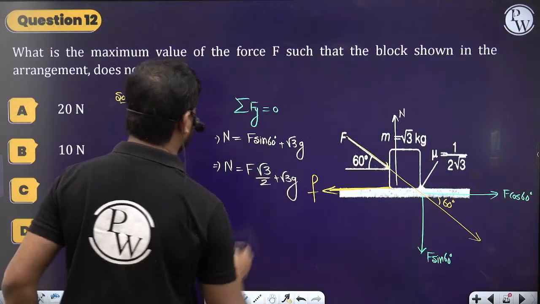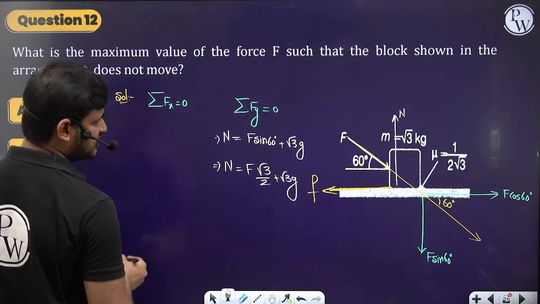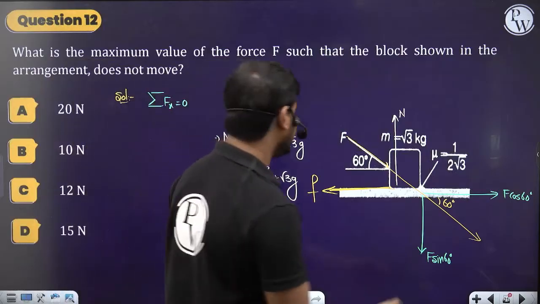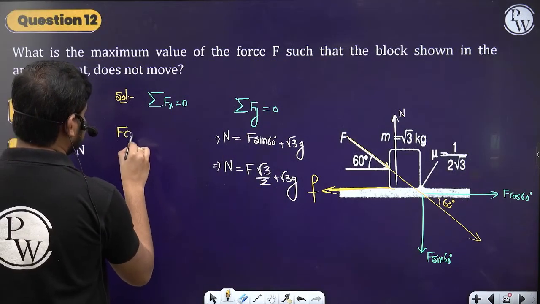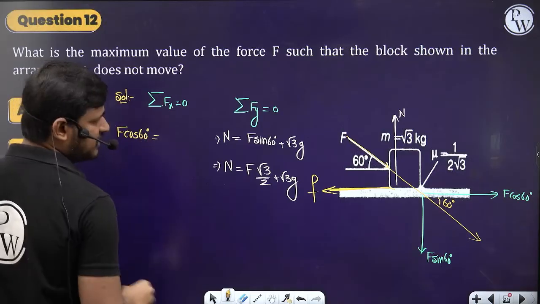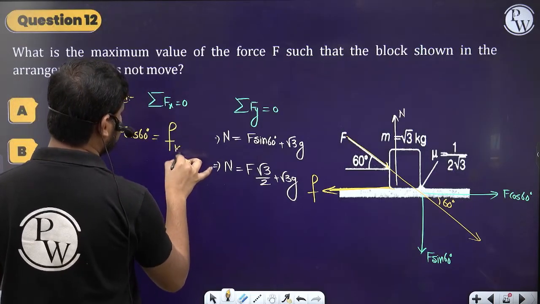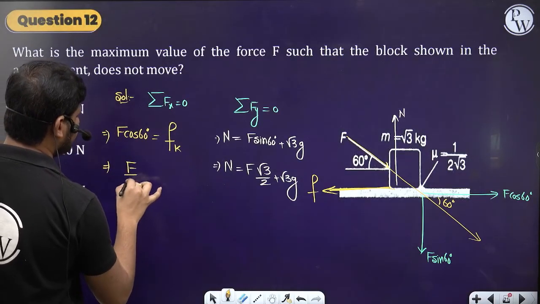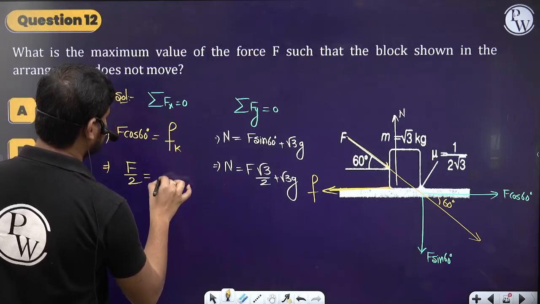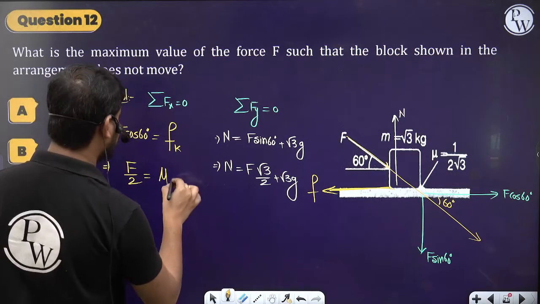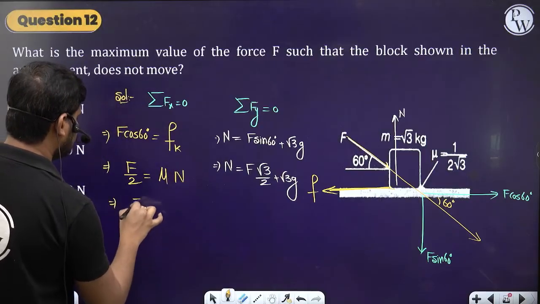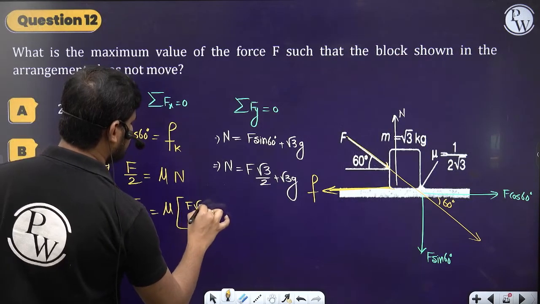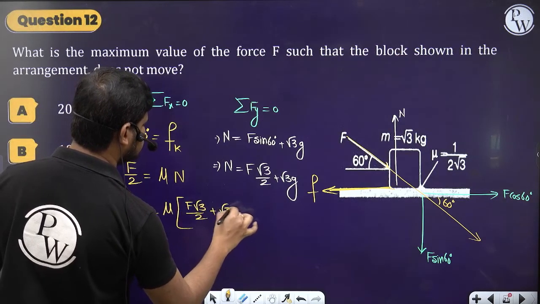Let it be in the vertical direction. Now let's take the horizontal direction. What are the forces in the horizontal direction? F cos 60 must be equal to the friction. Let it be Fk. F cos 60 is nothing but F by 2. So this is equal to mu k into N. Mu into N, let's write. Then F by 2 is equal to mu into, in place of N, let's write F root 3 by 2 plus root 3 g, right?